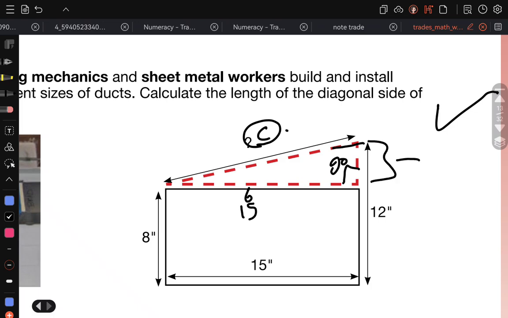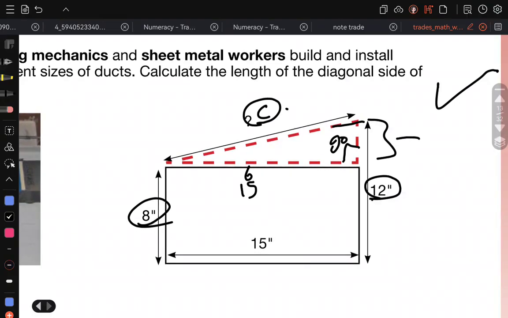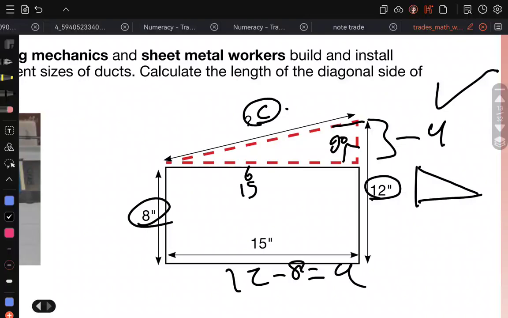We do have the whole length here, which is 12, and we do have here 8. So basically, just use your logic. It's gonna be 12 minus 8, and it's gonna be 4. So this one is gonna be 4. So we will have this kind of triangle, which is 15, and this one is 4, this one is c.